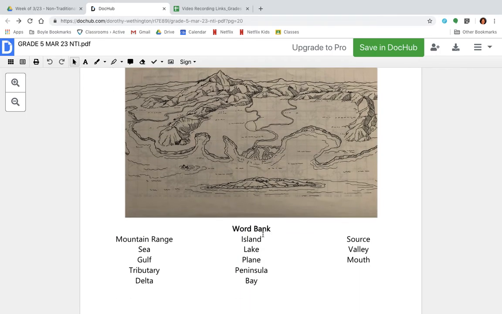Here is our word bank. Mountain range, sea, gulf, tributary, delta, island, lake, plain, peninsula, bay, source, valley, and mouth.